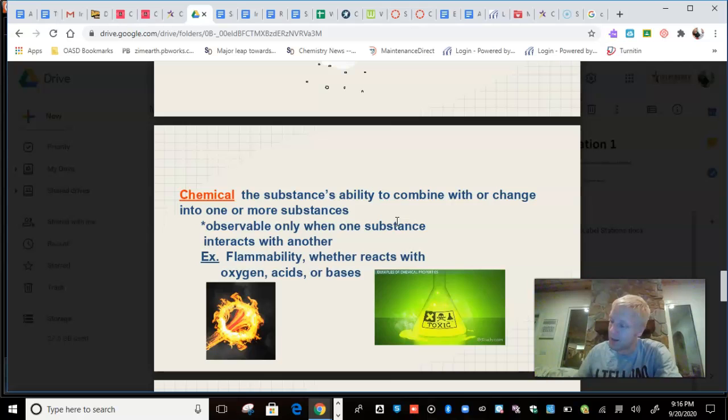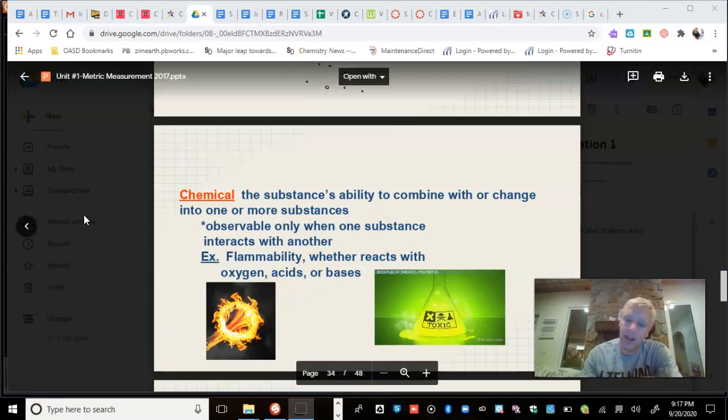So flammability would be an example. And flammability is how well it reacts with oxygen to combust and form a flame. Whether it reacts with oxygen, like oxidation reduction, rusting. How does it react with acids or bases? Is it acidic? Is it an irritant? Those are all chemical properties. All right.